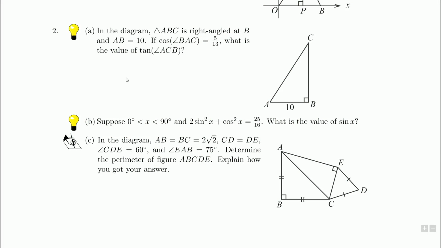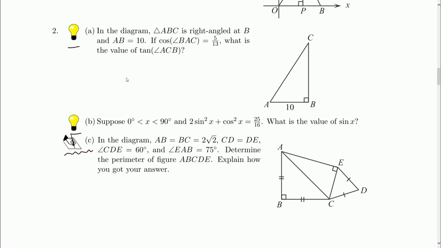Question 2, broken down into 3 parts here. We've got 2 of the light bulb questions that just require a final answer. They're short answer questions. And then we have the long form, write down everything, justify everything style questions.